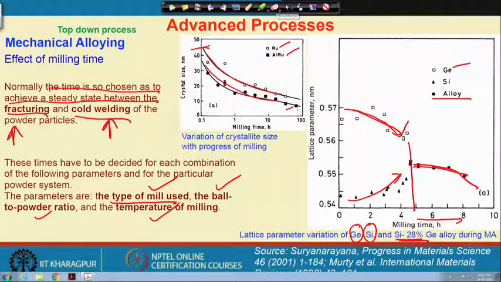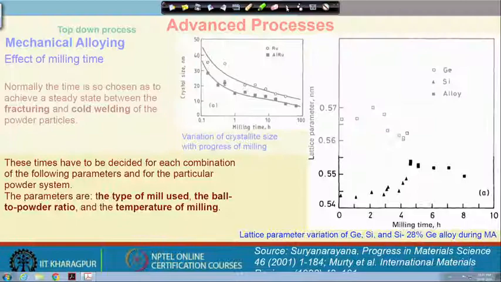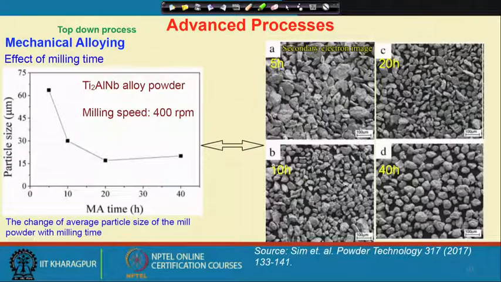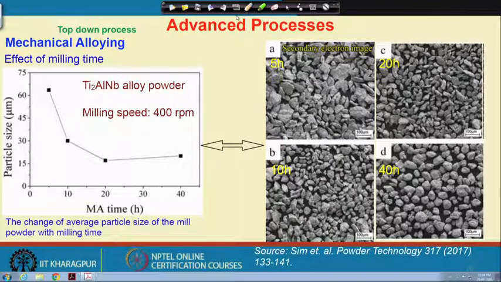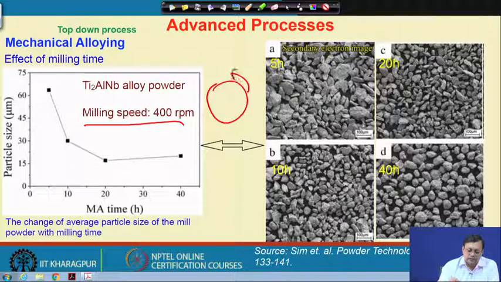So, the ball to powder ratio will simply allow a higher impact. Now, the milling time as I said is also important and the rotation speed can also be controlled, because the whole centrifugal force can be controlled by the milling speed, because if I have such a mill, it is rotating at a certain RPM.